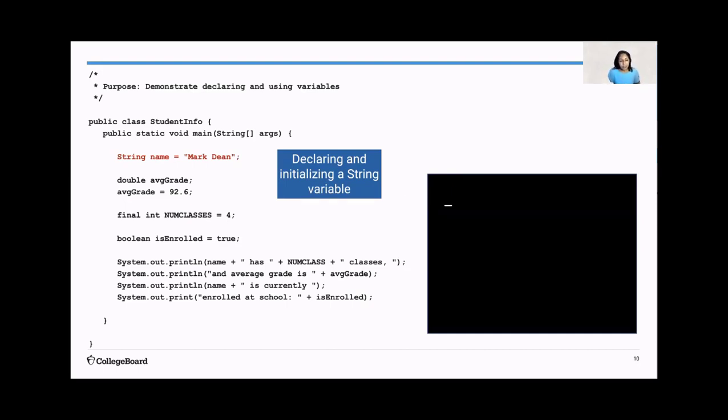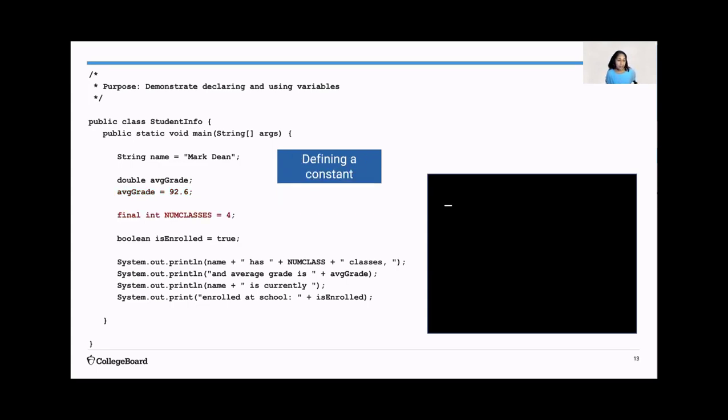The first line in this program is string name equals Mark Dean, which is declaring and initializing a string variable. It's declared to be called name of the type string, and it's storing the information Mark Dean. On the next line, I have double average grade, which is only declaring that variable into existence, but it does not currently contain anything just yet. So I've set the memory aside for that value. On the next line, I now initialize the average grade variable with a value of 92.6.